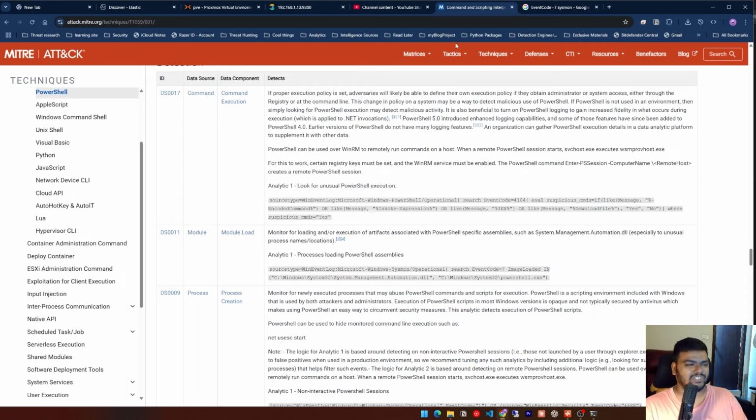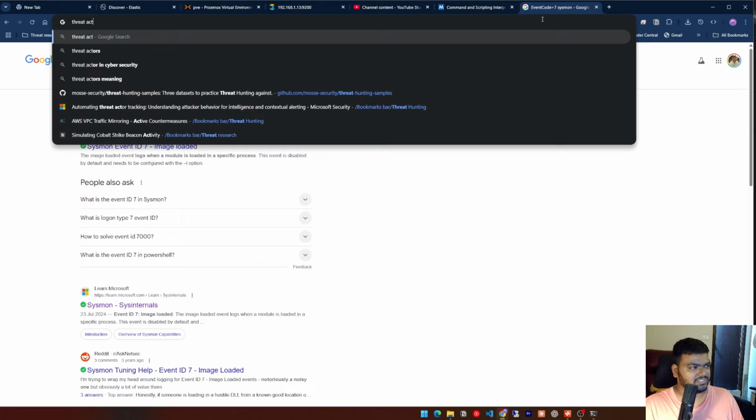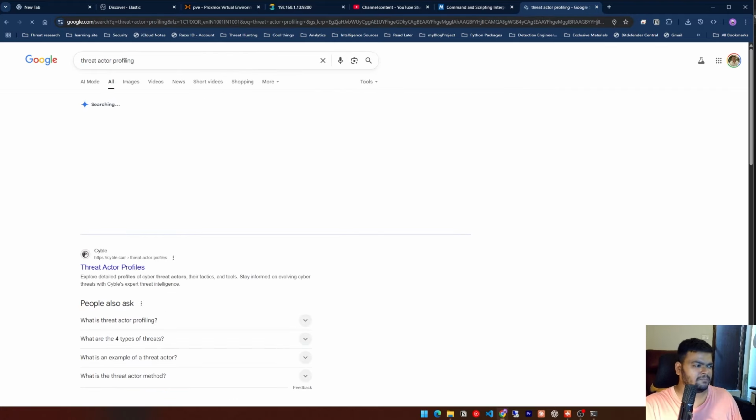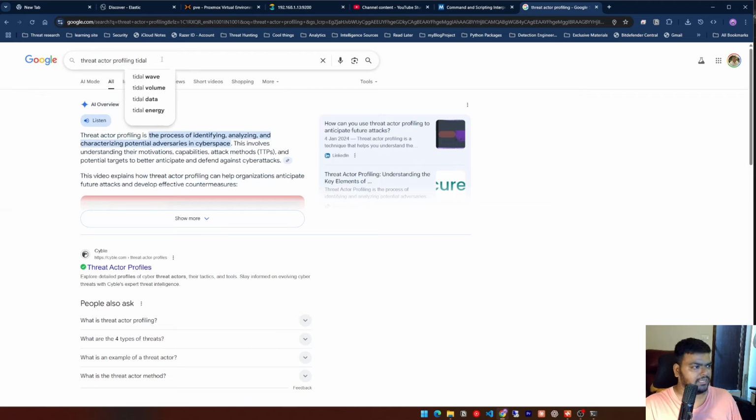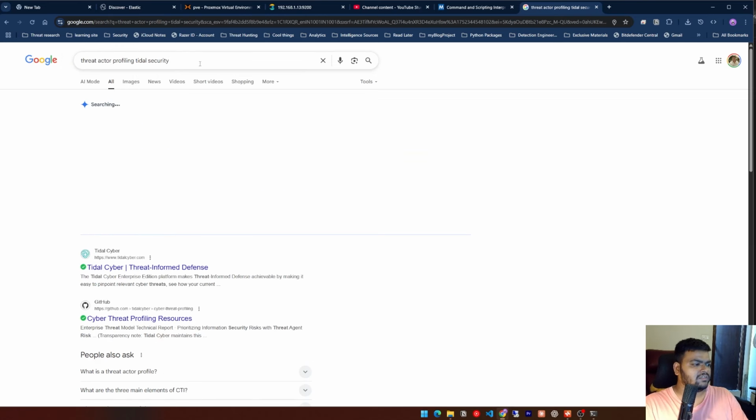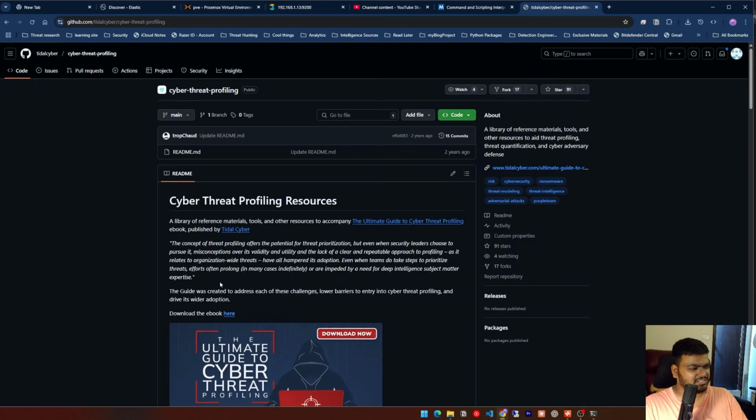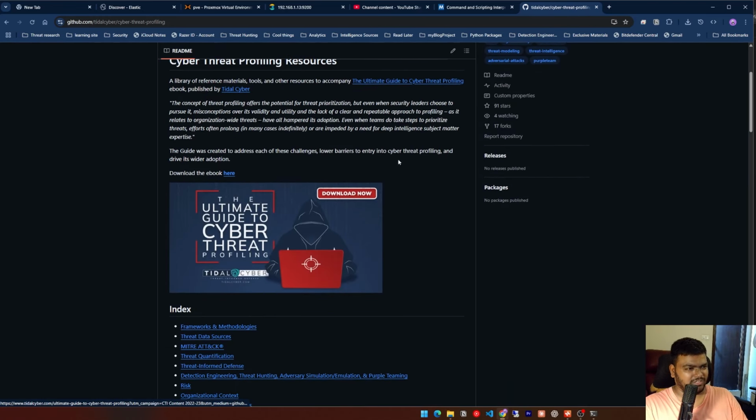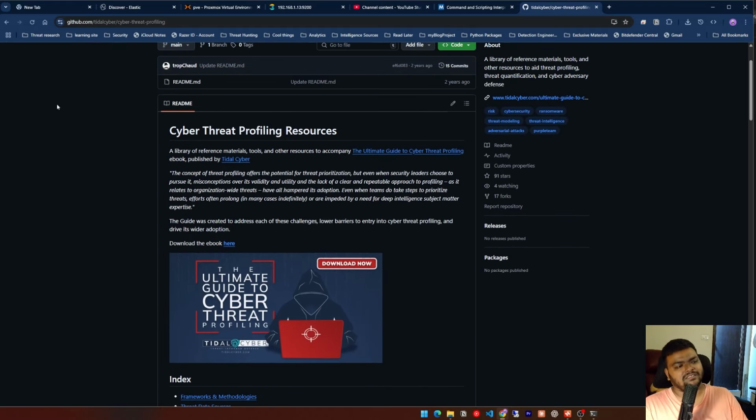Another angle from which you can look at structured hunting is basically threat actor profiling, right? As we mentioned, if you search threat actor profiling, there's a really good report, a guide by, if I'm not mistaken, Tidal Security. They have cyber threat profiling resources, a really good report or guide on how to do cyber threat profiling. Use this to profile what threats you are concerned about, and possibly start hunting from there. So there are multiple different levels of structured hunting and ways you can do it.